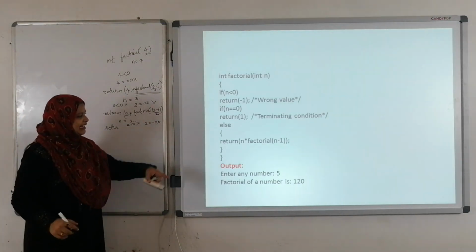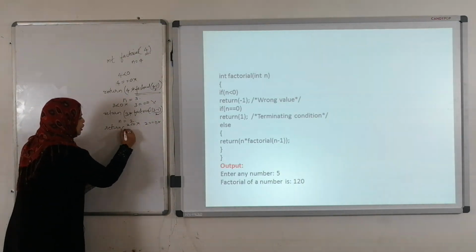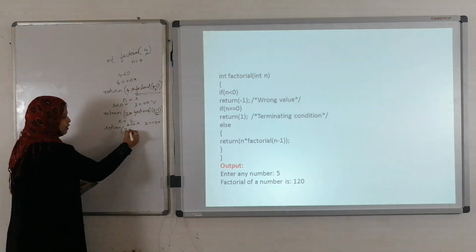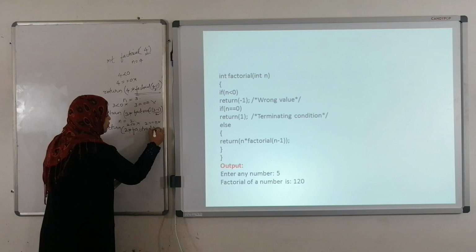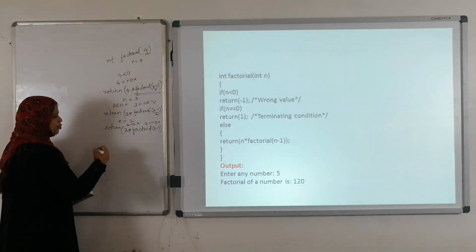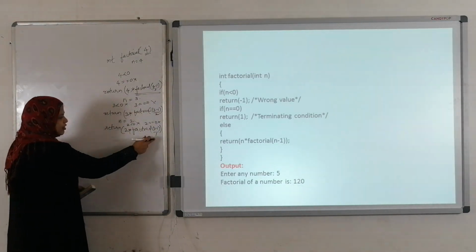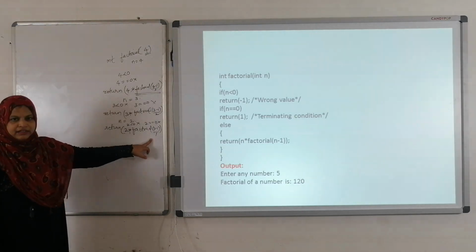Go to the else part. Return 2n. What is the value of n? 2. 2 into factorial 2 minus 1. 2 minus 1 is 1. Again we are calling the function factorial 1.